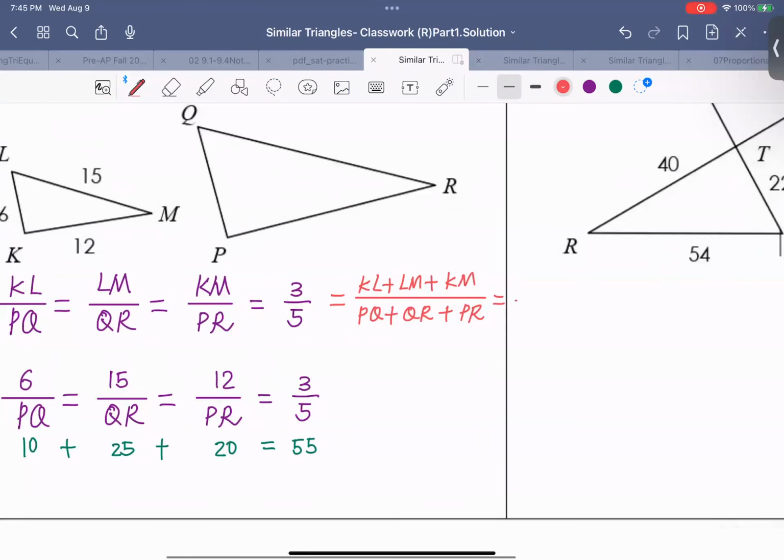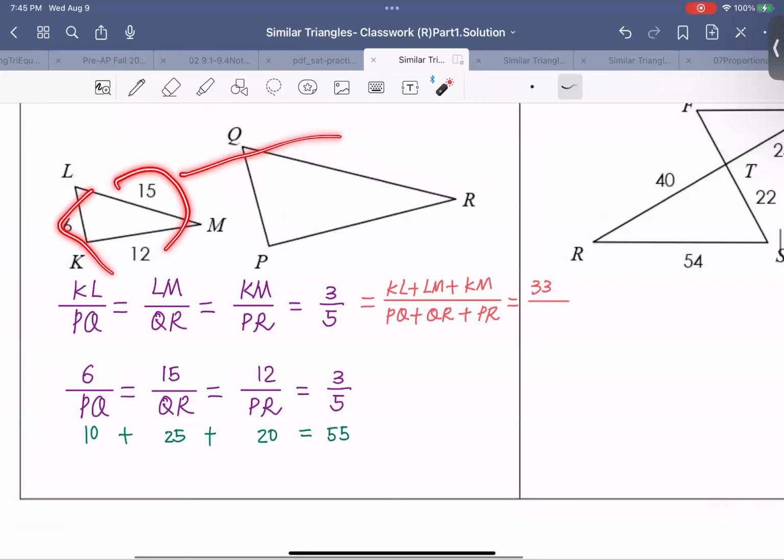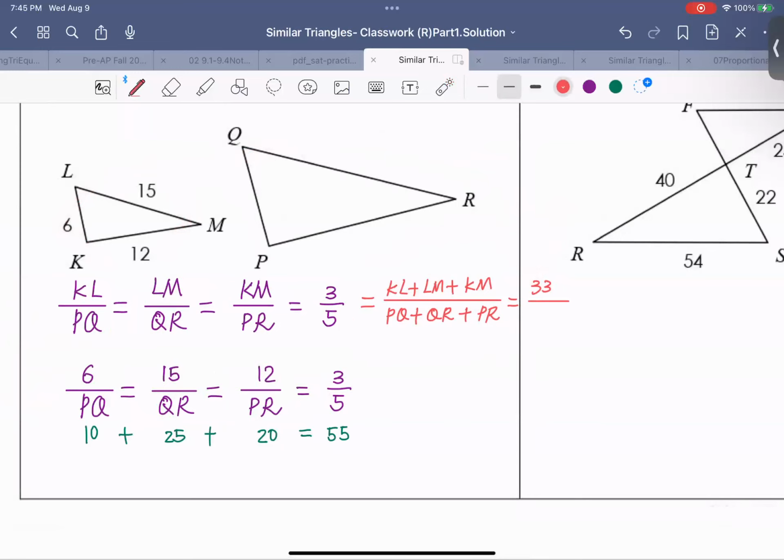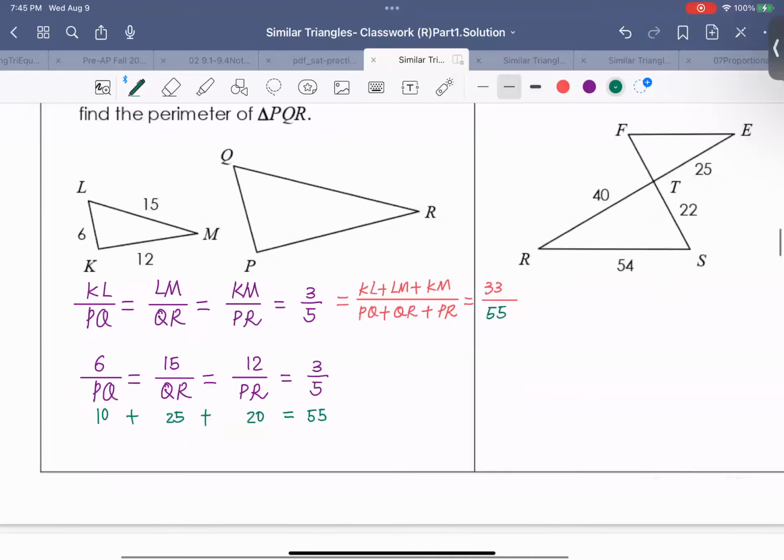So for the top one, if you add these together, 21 plus 12 is 33, correct? Yes. This is given. These three sides add together to give you 33. So 3 times 11 is 33. Then 5 times 11 will be 55. So you can get this also. Does this make sense? Okay, that's a way of working on this.